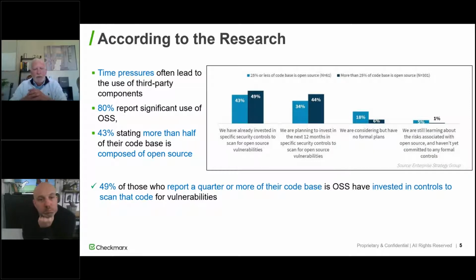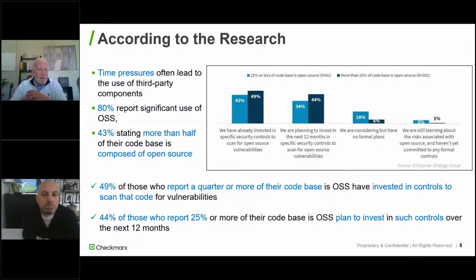Now, the interesting thing too is that 49% of that same group who report that a quarter or more of their code base is open source have invested in controls to scan that code for vulnerabilities, which is very positive, right? That would be a very bad statistic if it was like 2 or 3%. So hopefully, 50% is actually quite good. And then there's another 44% of those who report 25% or more of their code base is open source who plan to invest in security controls over the next 12 months. So it tells us that you're not the only one concerned about open source. There are a lot of organizations that are concerned about open source as well.